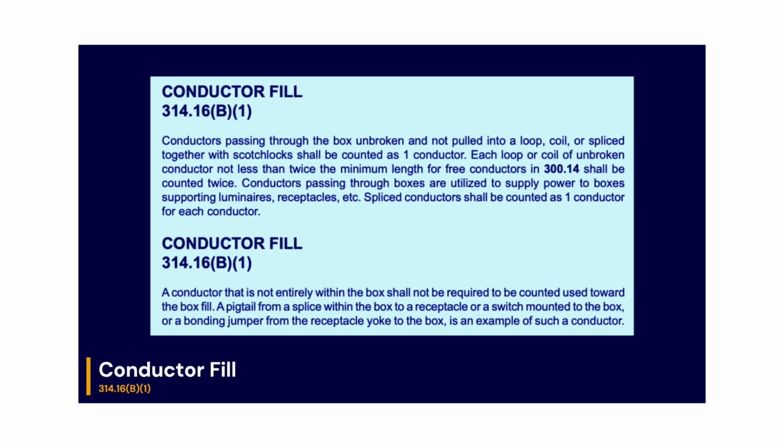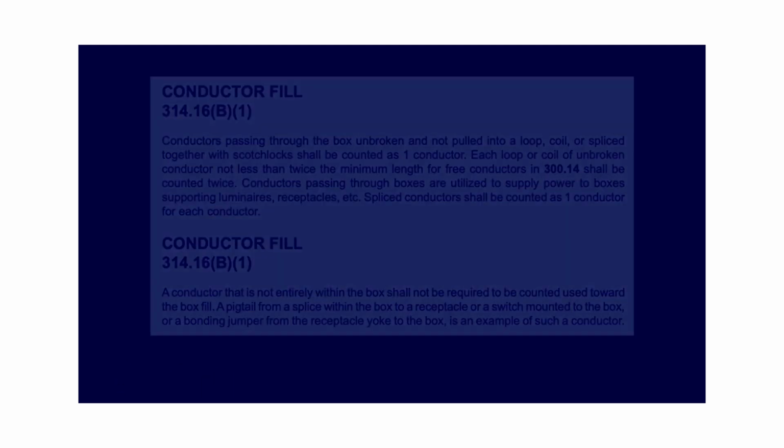Conductor fill. 314.16(B)(1). A conductor that is not entirely within the box shall not be required to be counted toward the box fill. A pigtail from a splice within the box to a receptacle or a switch mounted to the box, or a bonding jumper from the receptacle yoke to the box, is an example of such a conductor.